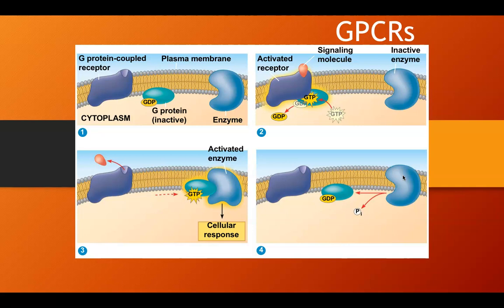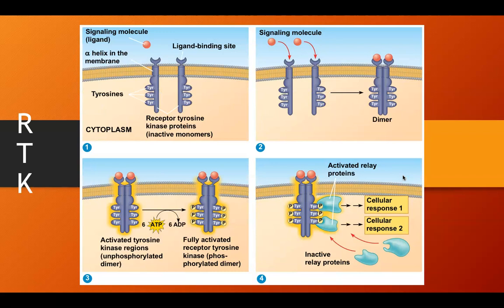Every cell has a different collection of proteins, so they are going to respond differently. Even if it's the same signal, the same signaling molecule can trigger a different response in different types of cells because of the type of proteins that are available in that cell. And so our next class of membrane proteins are your RTKs, or receptor tyrosine kinases. The biggest difference between an RTK and a G protein coupled receptor is that an RTK can set off several cellular responses.